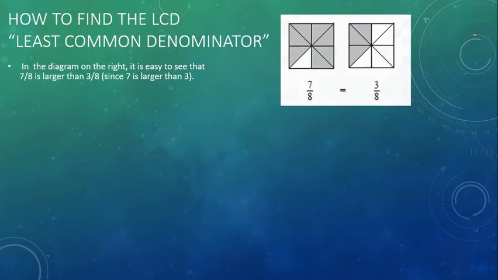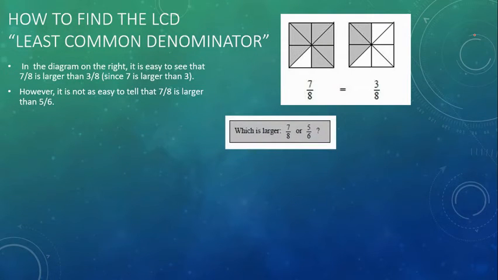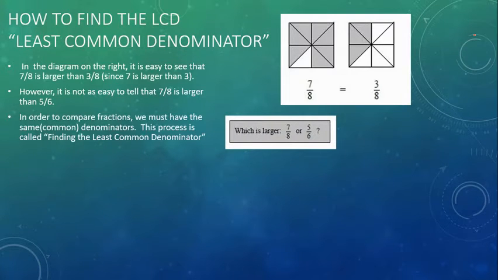In the diagram on the right, it's easy to see that 7/8 is larger than 3/8. I mean, 7's larger than 3. You can see the shaded area of 7/8 is so much larger than the 3/8. However, it's not as easy to tell that 7/8 is larger than 5/6. I mean, which one's going to be the larger fraction?